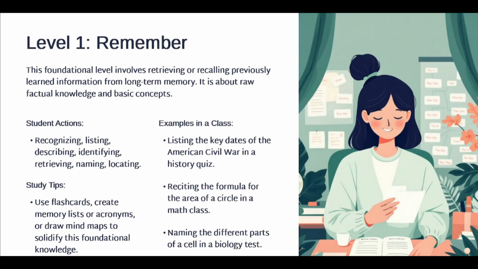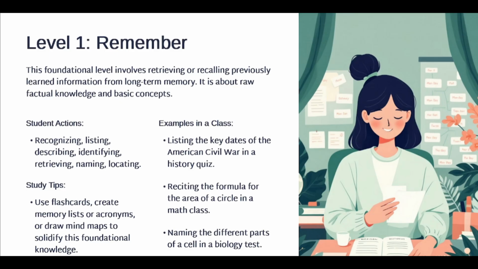Student actions include recognizing, listing, describing, identifying, retrieving, naming, and locating. Examples in a class include listing the key dates of the American Civil War in a history quiz, reciting the formula for the area of a circle in a math class, or naming the different parts of a cell in a biology test. Study tips include using flashcards, creating memory lists or acronyms, or drawing mind maps to solidify this foundational knowledge.